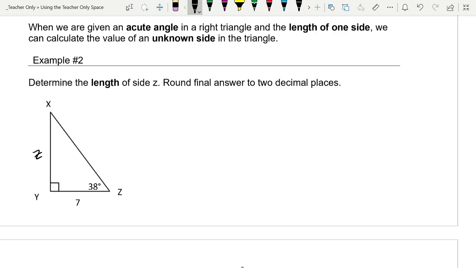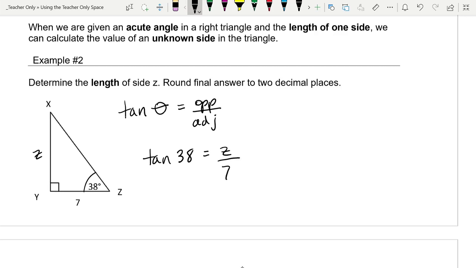Okay, now I am going to use my tangent ratio. And I know that the tangent of any angle I want, any angle of course being theta, is equal to its opposite divided by its adjacent. All right, what do I know? I know the angle. It's 38 degrees. What's the opposite here? The Z. I don't know that yet. That's what I'm looking for. What's the adjacent? 7.